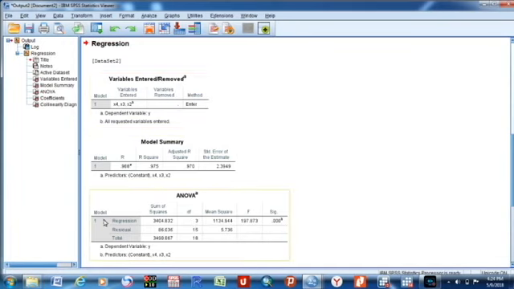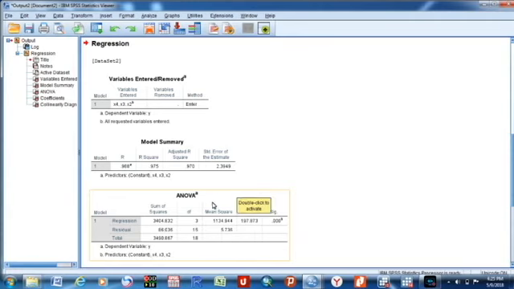And also degree of freedom for residual sum square is number of observations minus number of parameters. So number of observations here is 19. So 19 minus 4 gives 15. Degree of freedom for total sum square is number of observations minus 1. That means 19 minus 1 gives 18.